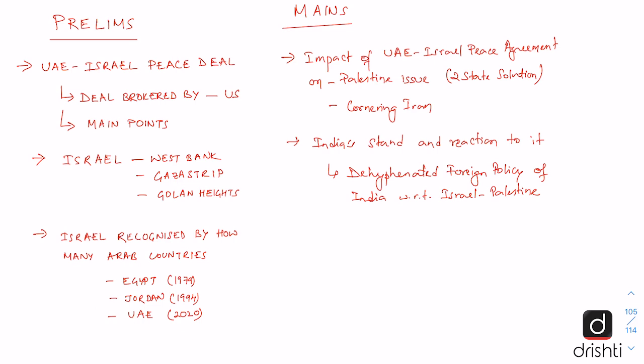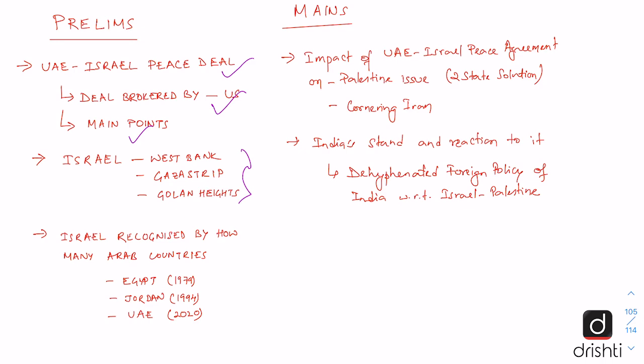So in prelims, a direct question can be asked on the UAE-Israel peace deal and what it is known as. So we should know that it is known as the Abraham Accord. And the deal has been brokered by the US and the main points of the deal are that UAE has granted recognition to Israel and Israel has agreed to suspend its annexation plans in the West Bank.